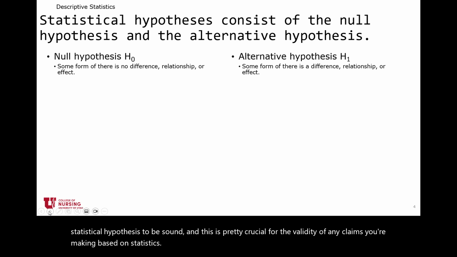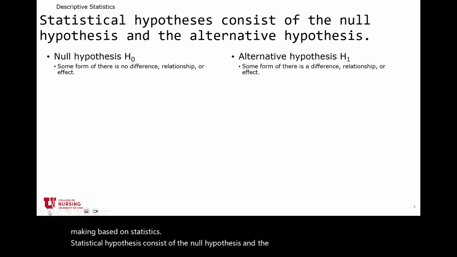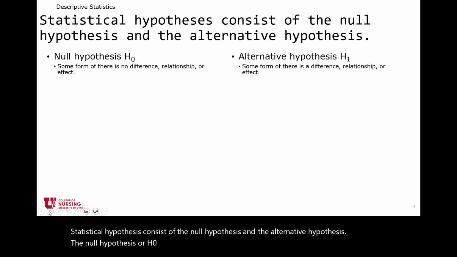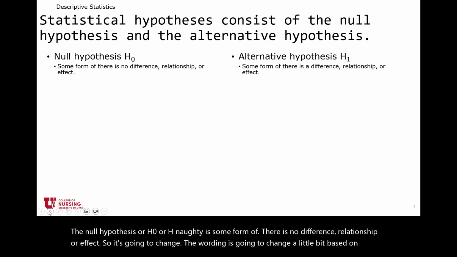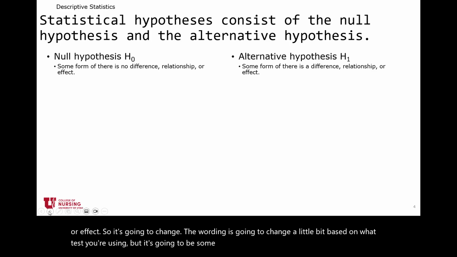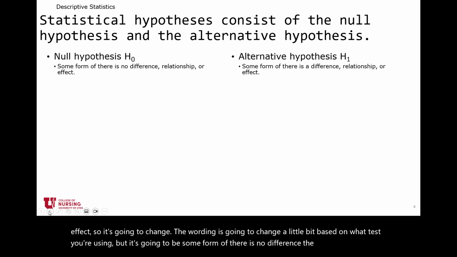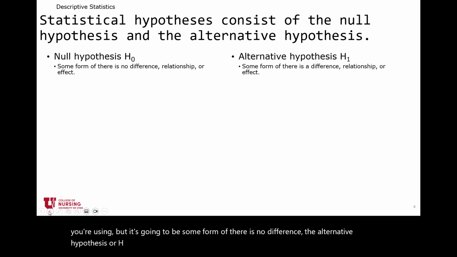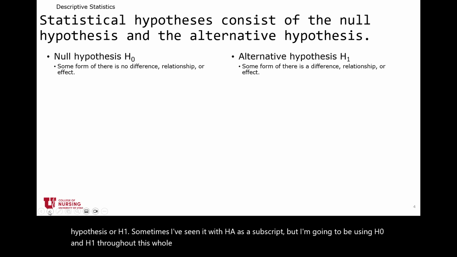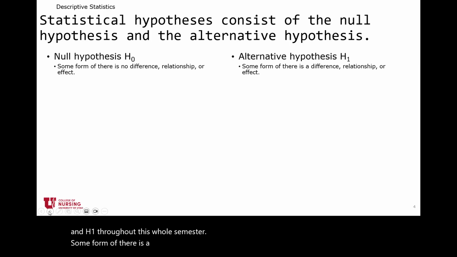Statistical hypotheses consist of the null hypothesis and the alternative hypothesis. The null hypothesis, or H0, is some form of there is no difference, relationship, or effect. The wording is going to change a little bit based on what test you're using, but it's going to be some form of there is no difference. The alternative hypothesis, or H1, sometimes I've seen it with HA as a subscript, but I'm going to be using H0 and H1 throughout this whole semester. Some form of there is a difference, a relationship, or an effect.